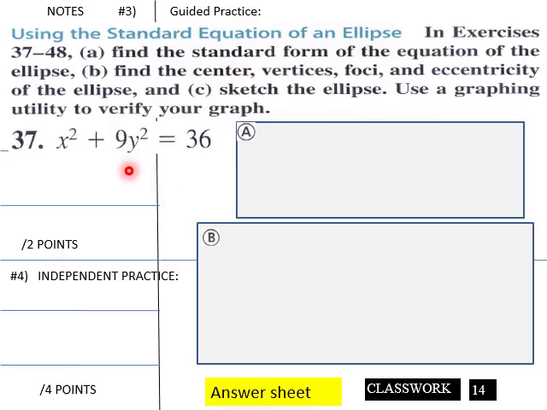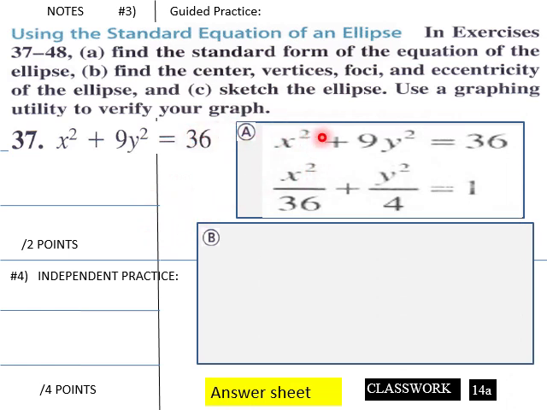Okay, let's try one now. So we have our guided practice here. A, find the standard form of the equation of the ellipse. We're going to put the standard form down here. And then B, find the center, vertices, foci, and eccentricity of the ellipse. We're going to put that down here in B. And then C, which is on your next page, sketch the ellipse. Okay, so for our part A here, what did we do with part A?